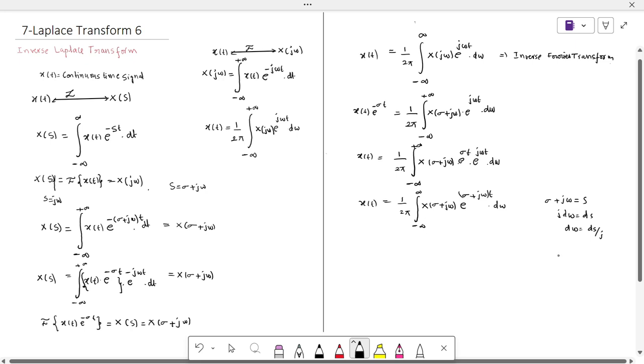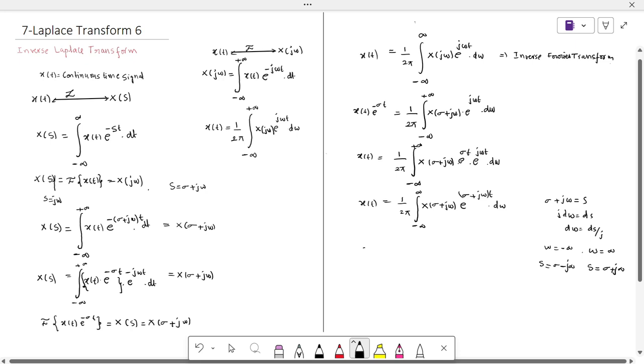Then the limit values. These are the limits for omega. When omega equals minus infinity, the corresponding s value is s equal to sigma minus j into infinity. When omega equals infinity, s equals sigma plus j into infinity.